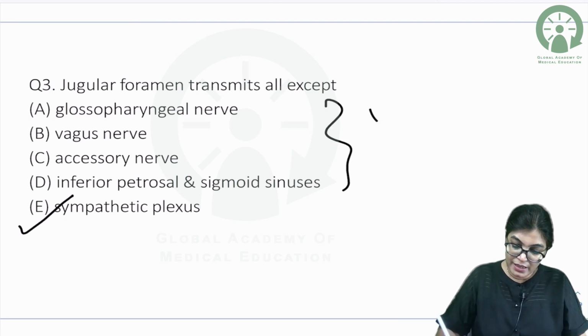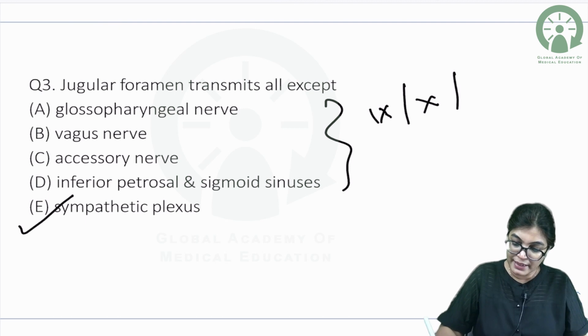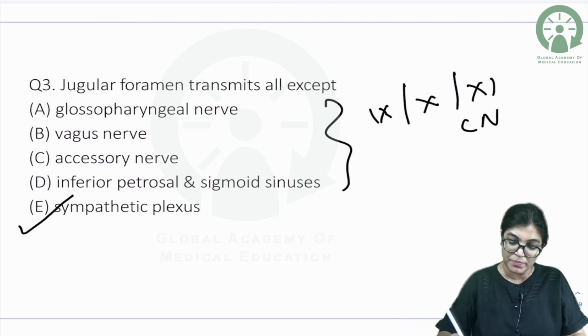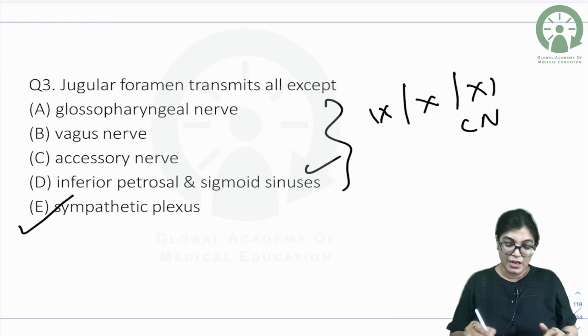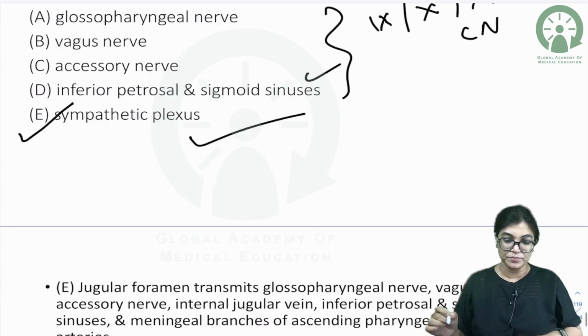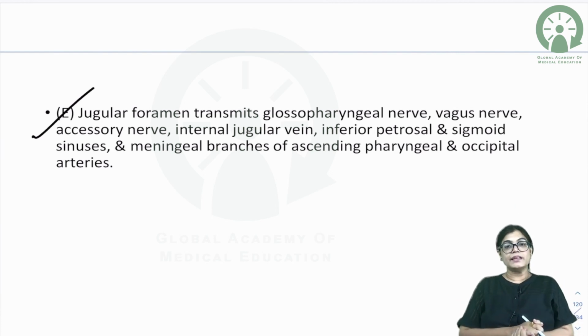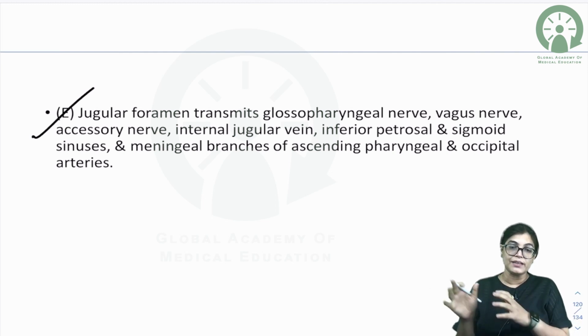Rest all, 9th, 10th and 11th cranial nerve always traverse through jugular foramen middle part. Inferior petrosal and sigmoid sinus also traverse. So, the correct answer will be E. Jugular foramen transmits 9th, 10th, 11th cranial nerve along with inferior petrosal sinus, sigmoid sinus, along with the meningeal branch of occipital and ascending pharyngeal artery.